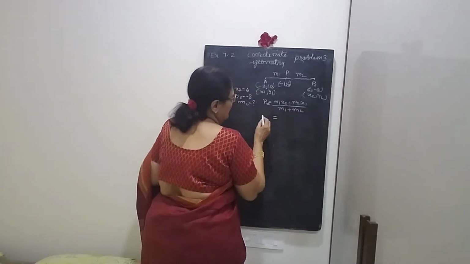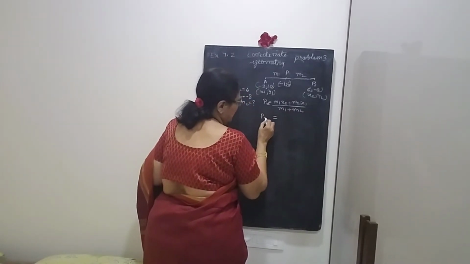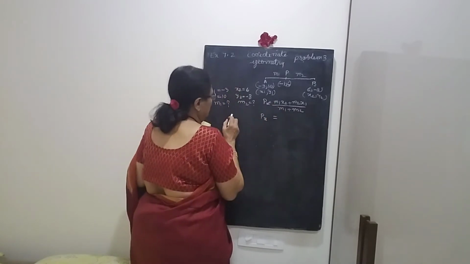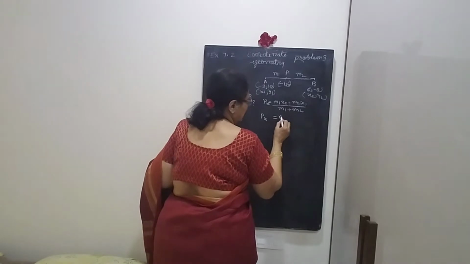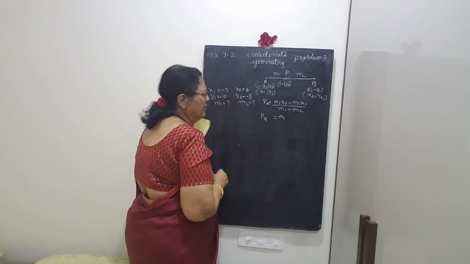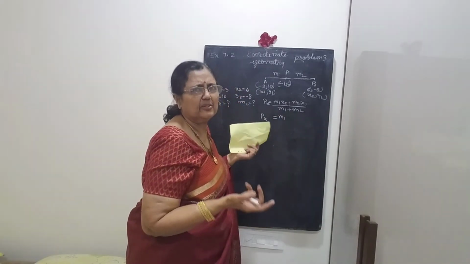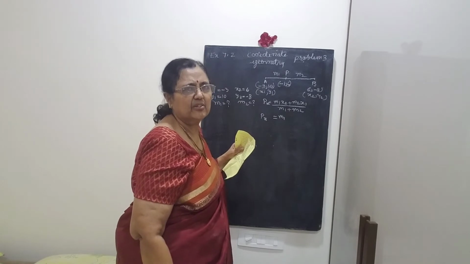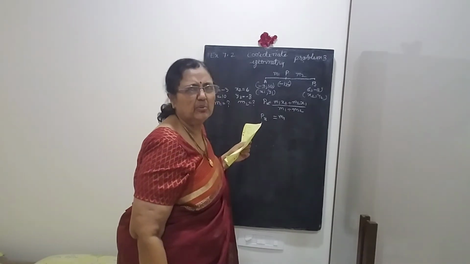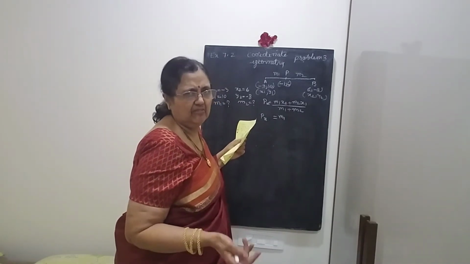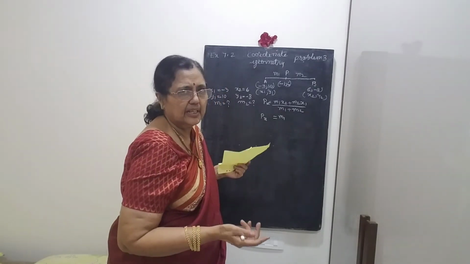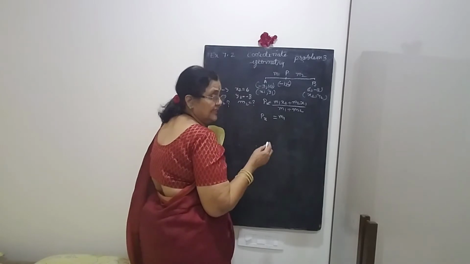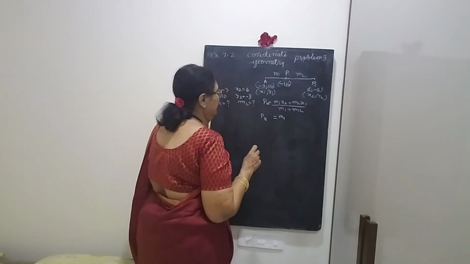That is, Px is, M1 is how much? M1 is not known. You need not find out both Px and Py. With Px only you will find out the ratio. Don't try to work out Px and Py. One is enough. With that only you will find out M1 by M2, the ratio. So, that is the easiest method. Don't find out Py also.